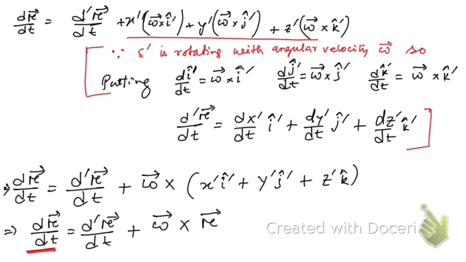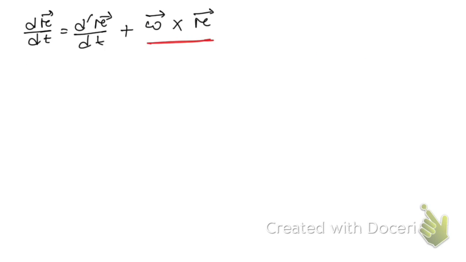Here you see, time derivative of r vector relative to the observer in S frame is given by this: time derivative of the r in S dash plus omega cross r, right? So if we remove the r from both sides, then we can write. So let me copy this relation and let me take a new slide. Okay, here is the new slide. This is the last step we have got.